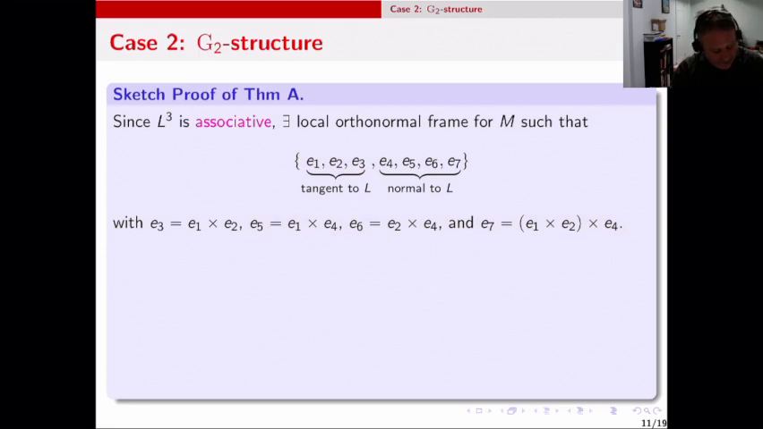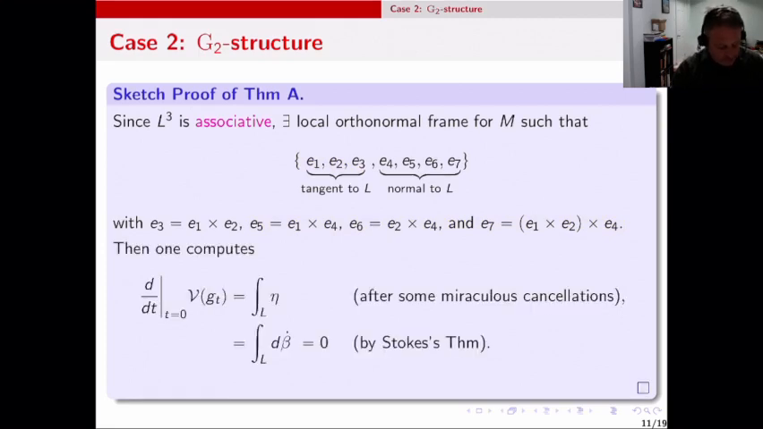And using this frame, you can compute that the first variation of the volume functional at time 0 turns out to be exactly the integral over L of eta. Remember, eta was phi dot at time 0. Okay? And this is quite an involved calculation. There's some miraculous cancellation that happens that makes this happen.